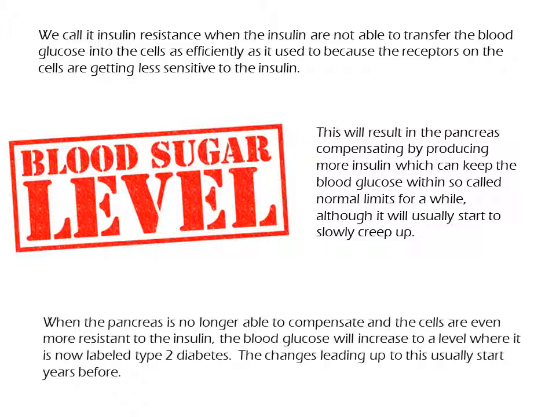When the pancreas is no longer able to compensate, and the cells are even more resistant to the insulin, the blood glucose will increase to a level where it is now labeled type 2 diabetes. The changes leading up to this usually start years before.